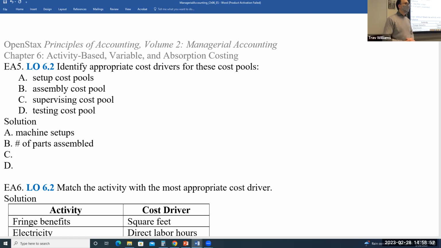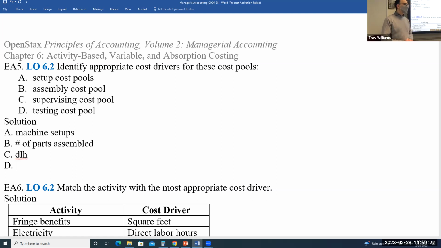Amount of employees. That would be a good way to do it. The official answer here is direct labor hours, but number of employees could work as well. Direct labor hours is a little more specific, right? Because it's not only how many employees, but then how many hours do they actually work? Because some people maybe are part-time, some people are full-time. Direct labor hours is the official answer there.